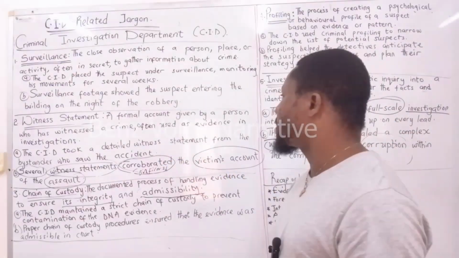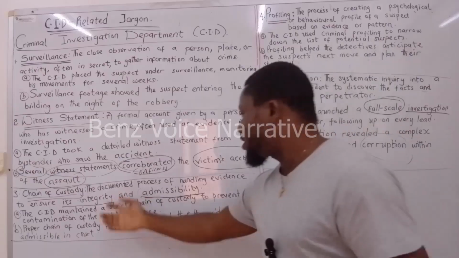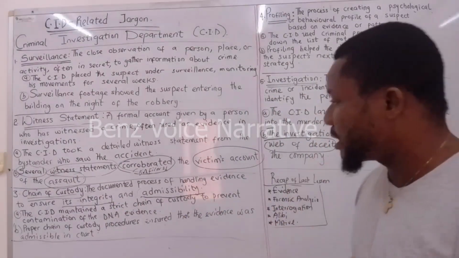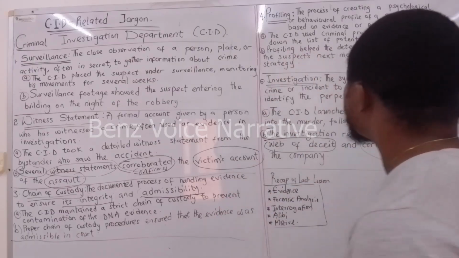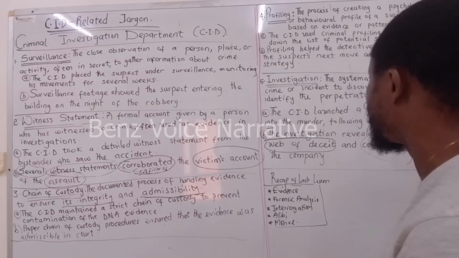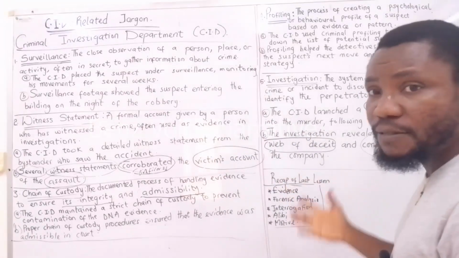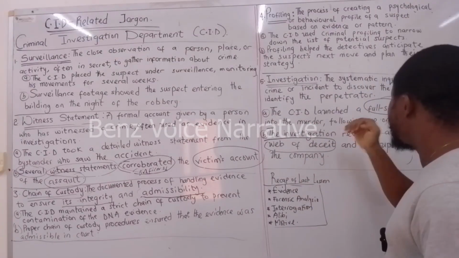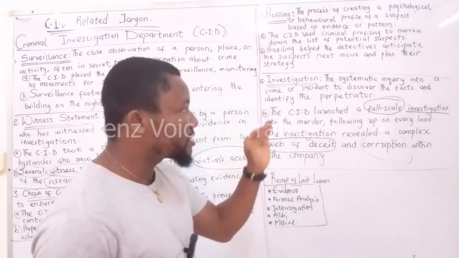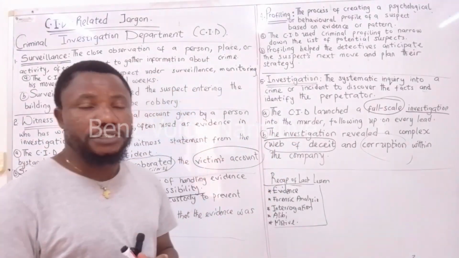And this is often used as evidence in investigations. Three, chain of custody. This is the documented process of handling evidence to ensure its integrity and admissibility. Four, profiling. This is the process of creating a psychological or behavioral profile of a suspect based on evidence or pattern. And finally, investigation. What's that? Investigation is the systematic inquiry into a crime or an incident to discover the fact and to identify the perpetrator.